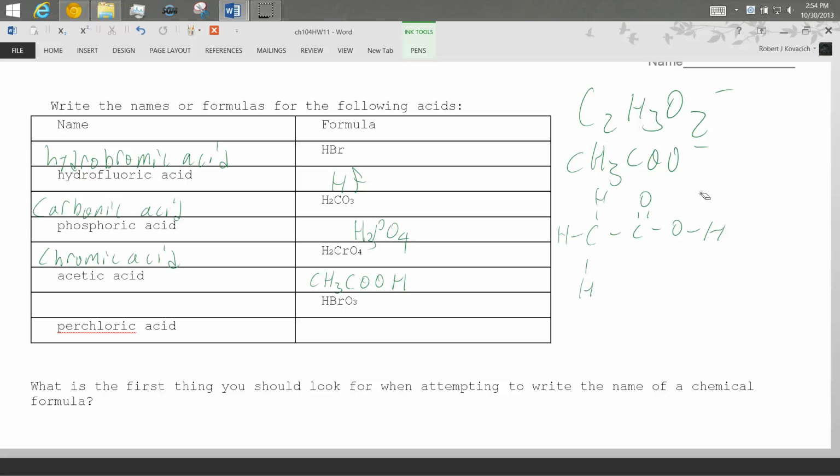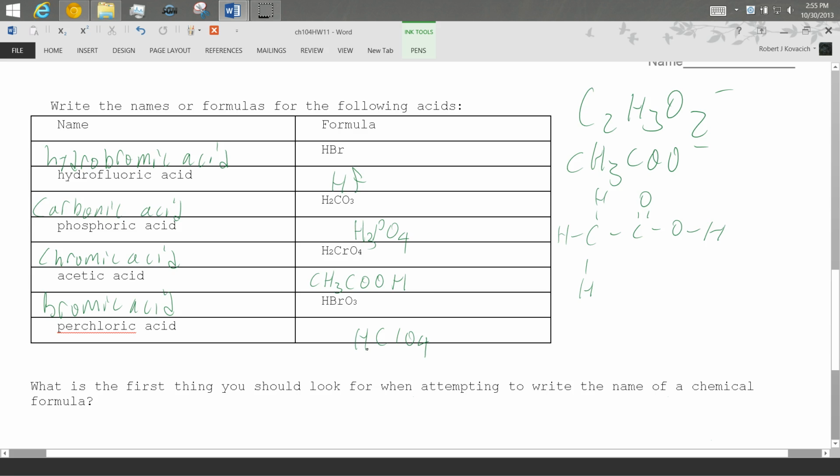Okay, what's this next one? What's the polyatomic ion? That's bromate, right? So then it's bromic acid. How about this perchloric? What was the polyatomic ion if I have a perchloric? Perchlorate. So perchlorate is a ClO4 with a negative charge, so then I just need one H. And then that cancels it out.